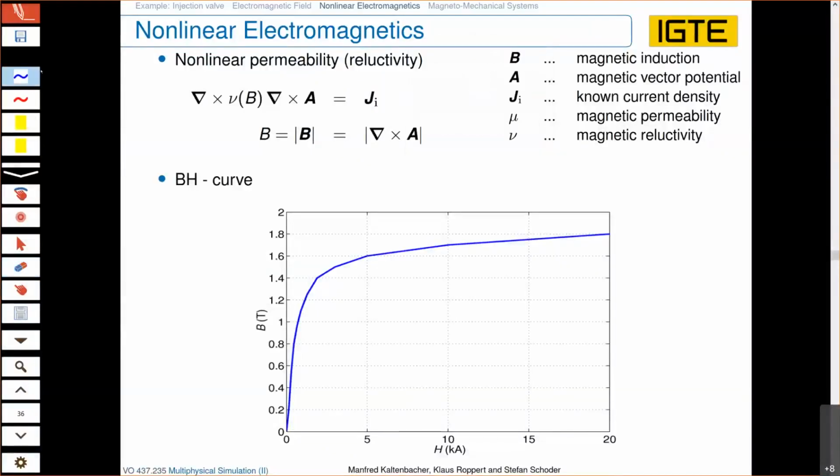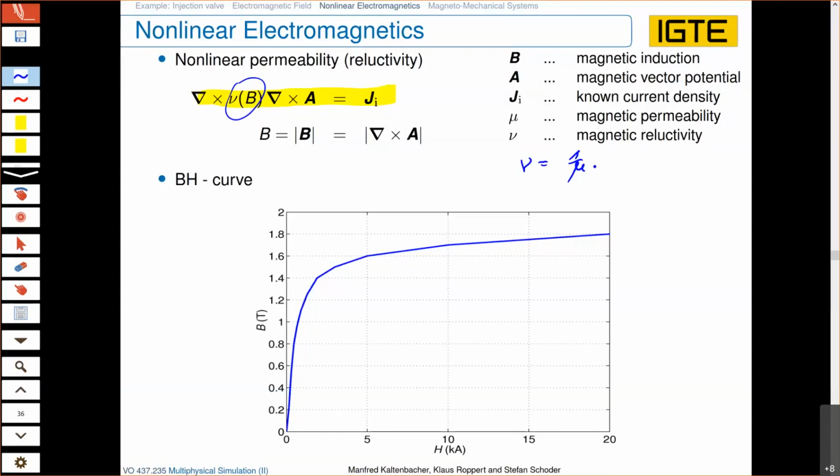Okay, so in this sense, we now consider our reduced partial differential equation where we have our main nonlinearity, and that is the reluctivity. We know the reluctivity, we can also write as 1 over permeability, depends on the magnetic field itself. We assume an isotropic material, so in all directions we have the same property for the magnetic permeability or reluctivity.